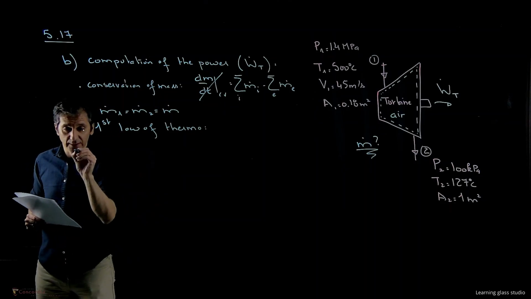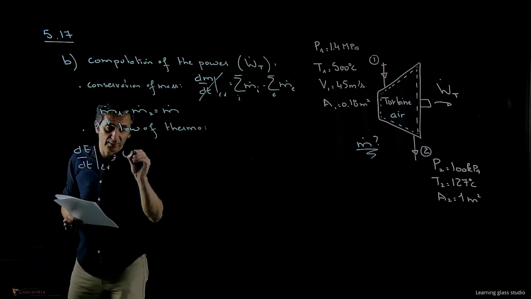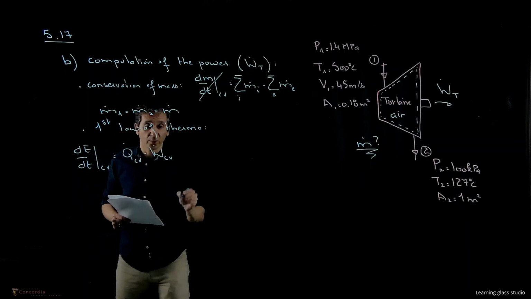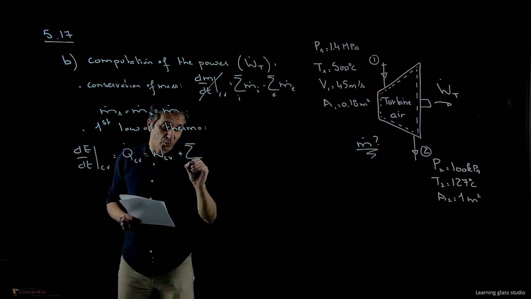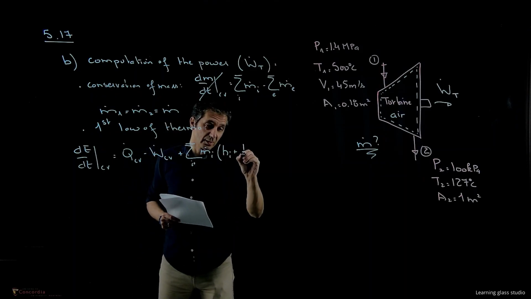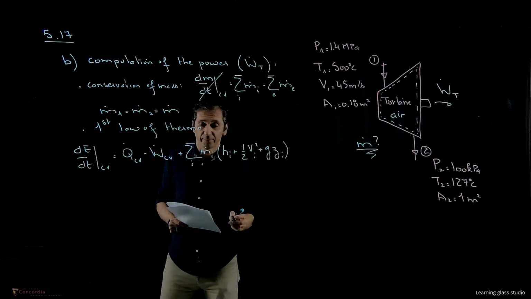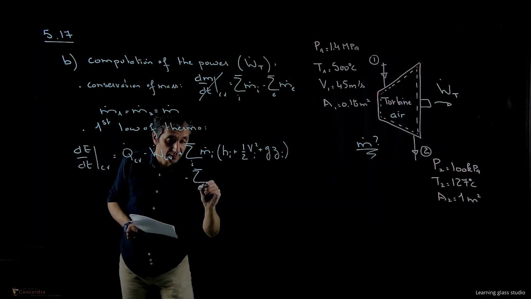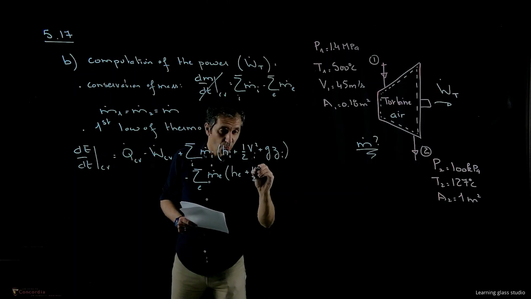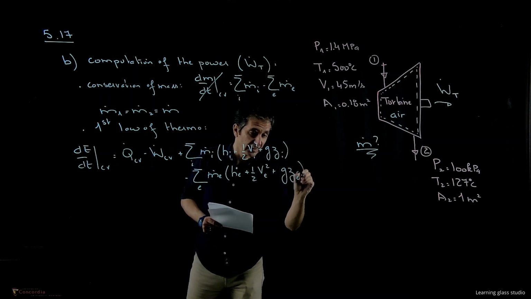The first law of thermodynamics will give us that dE/dt, the change in energy in the control volume, is equal to Q dot control volume minus the power of the control volume, this is exactly what we are looking for, plus the summation over all the inlets, m dot inlet times (enthalpy inlet plus 1/2 V inlet squared plus potential energy inlet), minus, what do we have at the exits? m dot exit times (enthalpy exit plus 1/2 V exit squared plus the potential energy exiting).